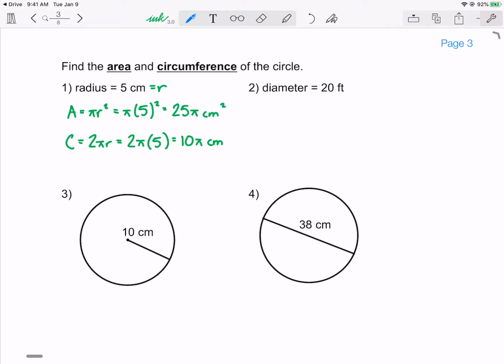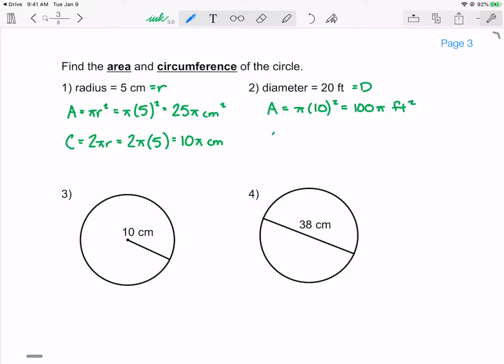All right, now the next one, we've got that the diameter is 20. So that's the d. So in order to find the area, I'm going to go ahead and divide that by 2. So I'm going to do pi times 10 squared, and I get 100 pi feet squared. Now if I had done 20 squared, I would have got 400, and I'd have to divide that result by 4 to get the 100 pi.